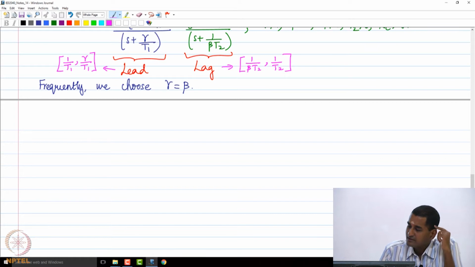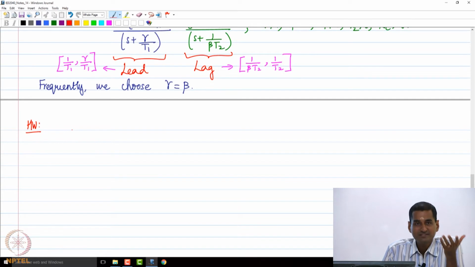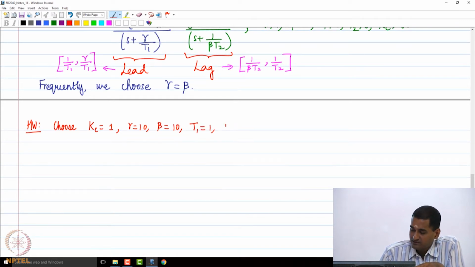So frequently, gamma is taken to be beta. What I am going to do is give you a homework problem, where you draw the Nyquist plot and Bode plot of this particular sinusoidal transfer function, and then comment. Let's say we choose the following values: Kc to be 1, gamma to be 10, beta also 10, T1 to be 1 and T2 to be 10.